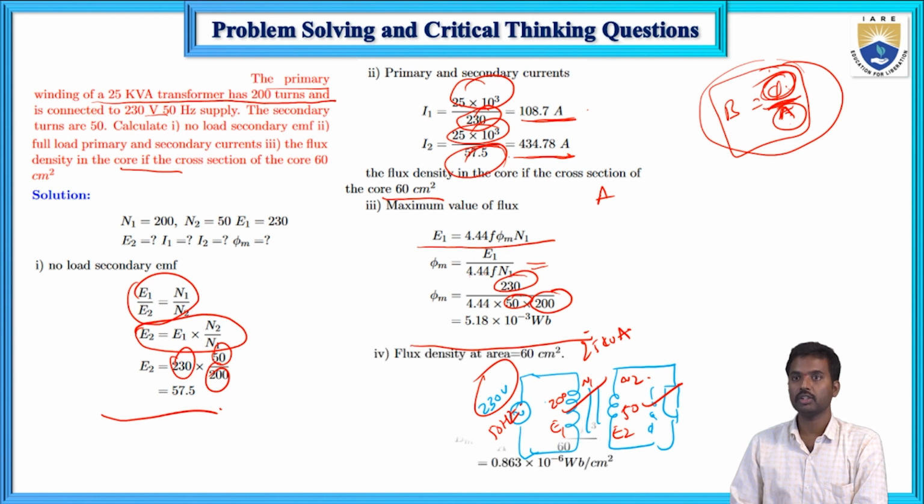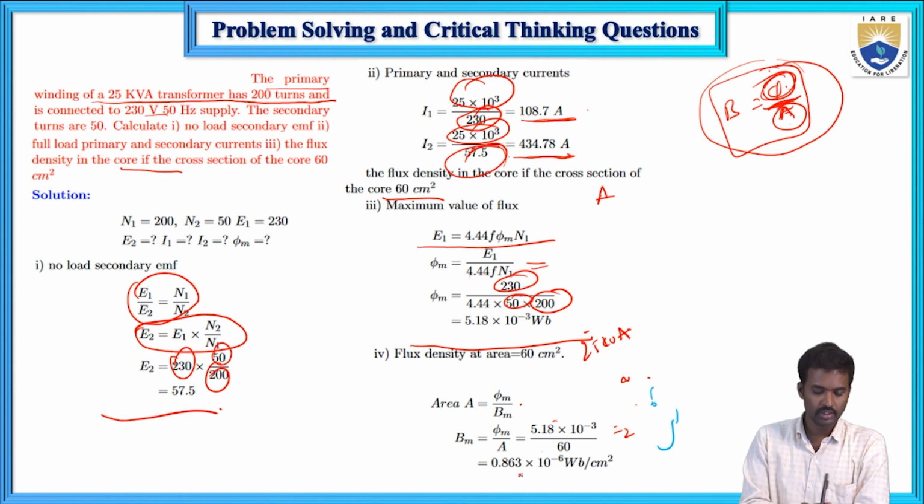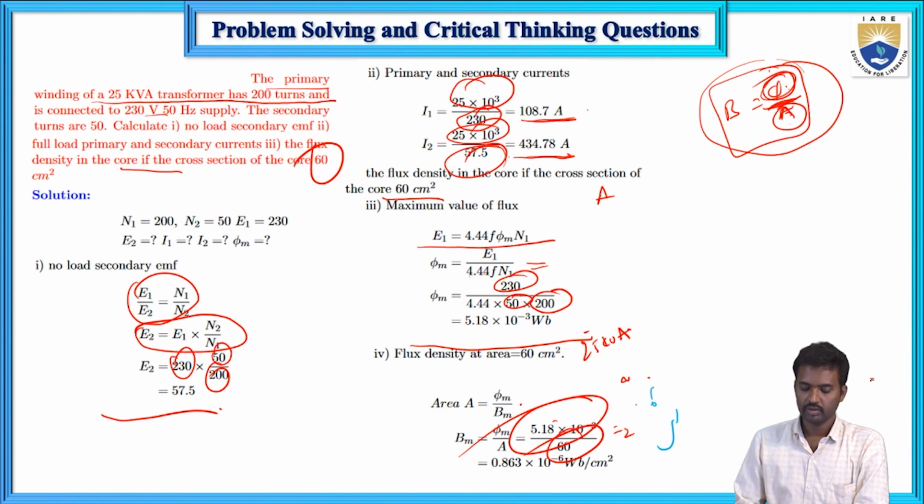So now here flux density equals flux by area. This core area is here 60 and this one is the flux. So flux density equals 0.863 into 10 power minus 6 Weber per centimeter square. If you convert into meter square, it is Weber per meter square, that is Tesla.